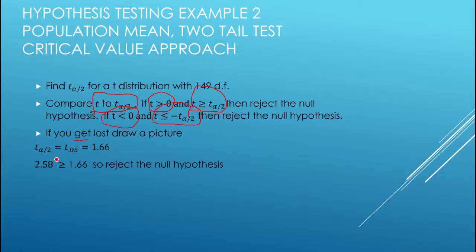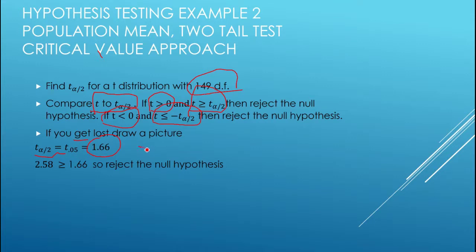I'll draw you a picture in just a second, but when I go to a t-table, you should know how to do this by now, and you look up T alpha over 2. Alpha is equal to 0.1, so alpha over 2 is 0.05. When I look up T 0.05 for a T distribution with 149 degrees of freedom, right here, 149 degrees of freedom, I looked this up on the computer actually, you get 1.66 is the answer.